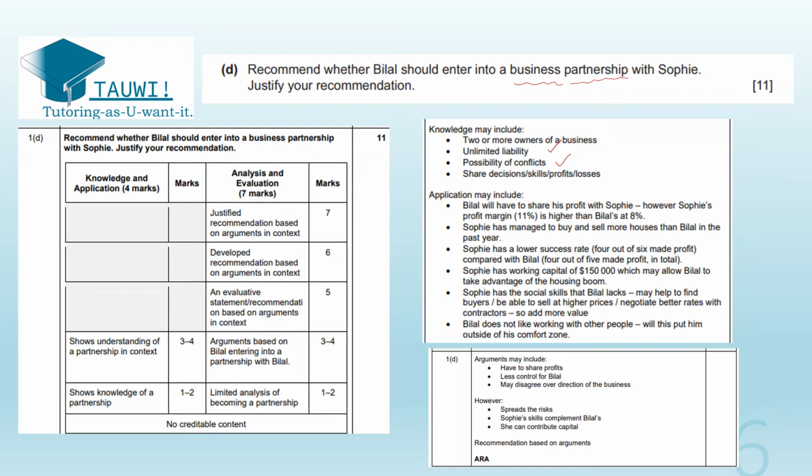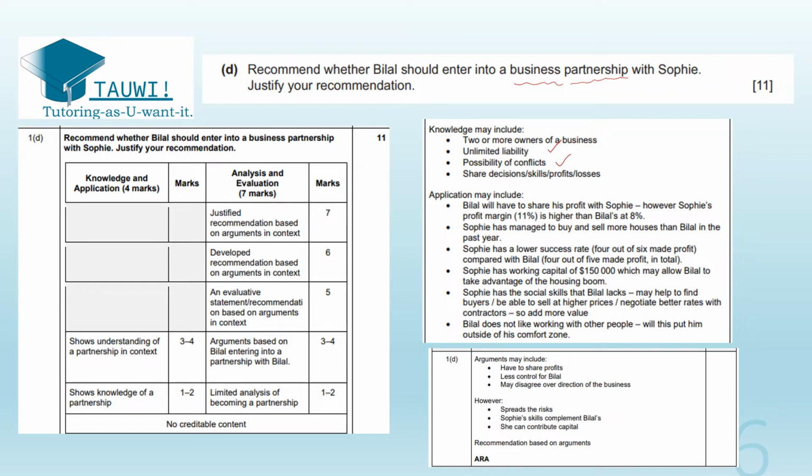Okay, so the thing is now, application. Now we've done the knowledge. How we're going to apply our knowledge to the partnership, and then analyze and then decide what we are going to recommend. So application is that Bilal will have to share his profit with Sophie. However, remember now, Sophie's profit margin is higher in any way. Sophie has managed to buy and sell more houses than Bilal. This is a good point. Sophie has a lower success rate.